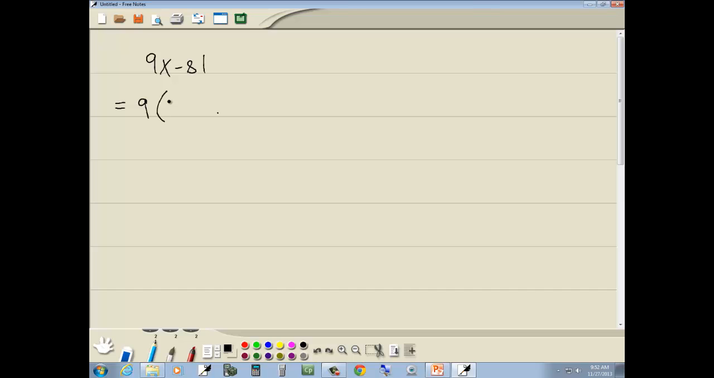Now factor means to divide out. Factor actually means to create a product, and you do that by dividing out. So 9 divided by 9 is 1, and the x remains, minus 81 divided by 9 is 9. And typically we don't leave the 1 there, so it becomes invisible. So our answer is 9 times x minus 9.